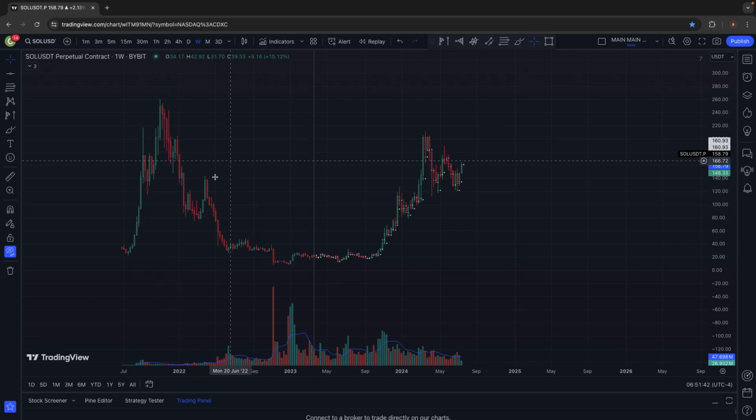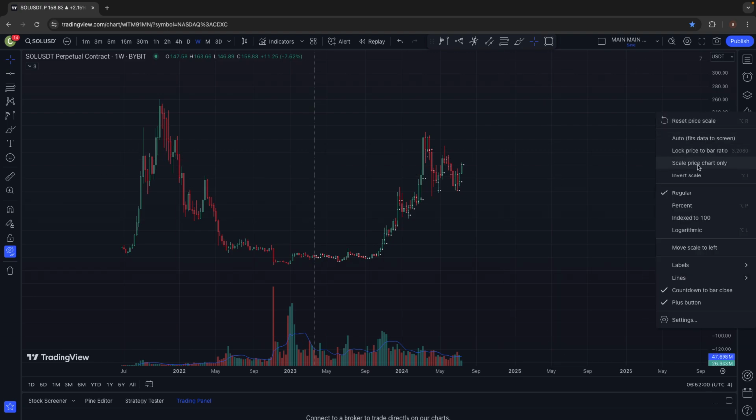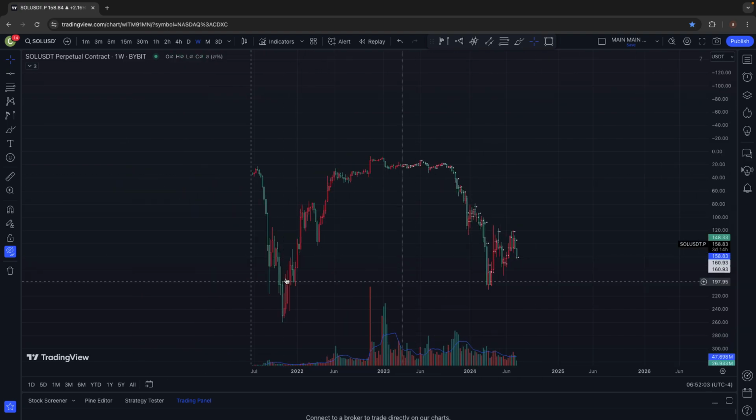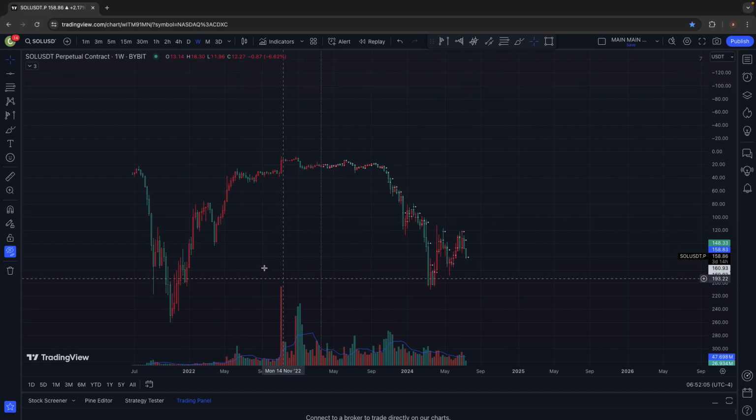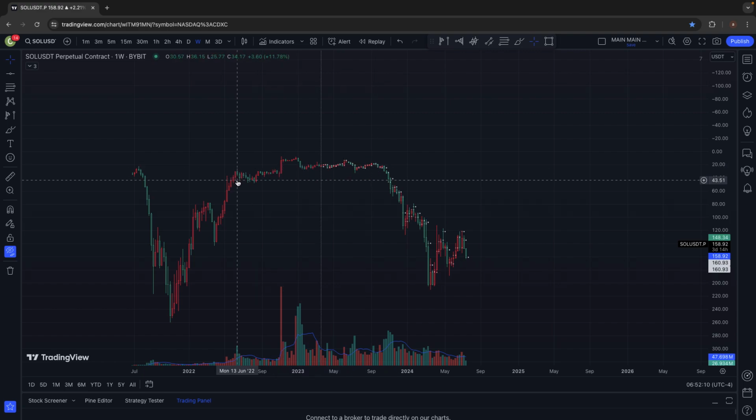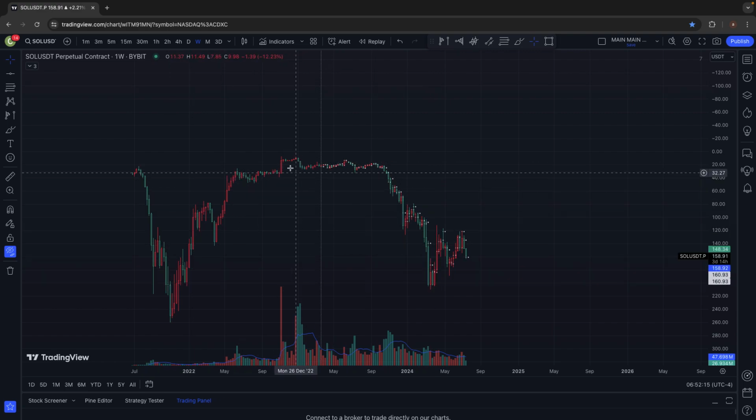Now, what is this formation on the top? This is Wyckoff head and shoulder distribution. This is a head and shoulder distribution. This is an inverse head and shoulder Wyckoff accumulation. What do I mean by that? If you click right here and you do invert scale, you can see now this is the inverse head and shoulder accumulation, and this is the head and shoulder distribution. Accumulation, distribution. This is an inverted chart.